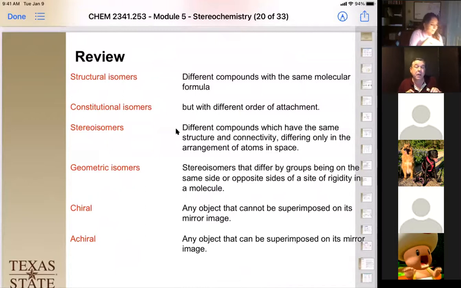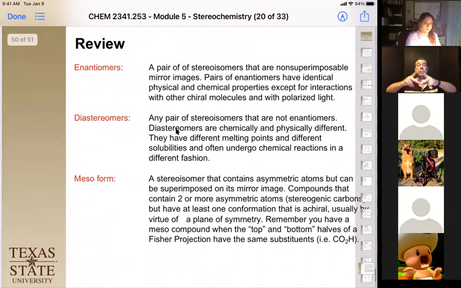Stereoisomers are different compounds that have the exact same connectivity, except their arrangement in space, and stereo is space. Geometric isomers are stereoisomers that differ in which side of the rigid part of the molecule the different groups are on. So we can have geometric isomers that are different in space, so they're stereoisomers. A chiral object is a non-superimposable mirror image. An achiral object is something that does have a superimposable mirror image. Enantiomers always come in pairs, and they are mirror images of each other. The only way we can tell them apart is that one rotates polarized light one direction and one rotates polarized light in the equal and opposite way.